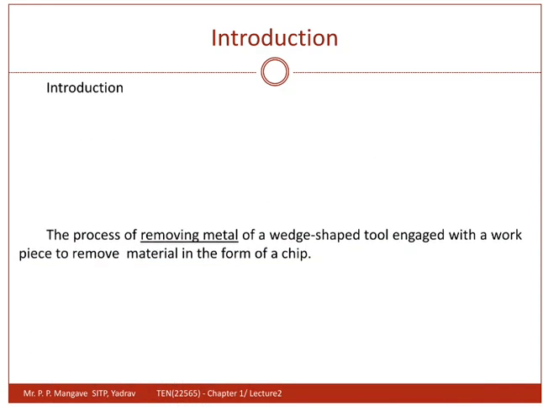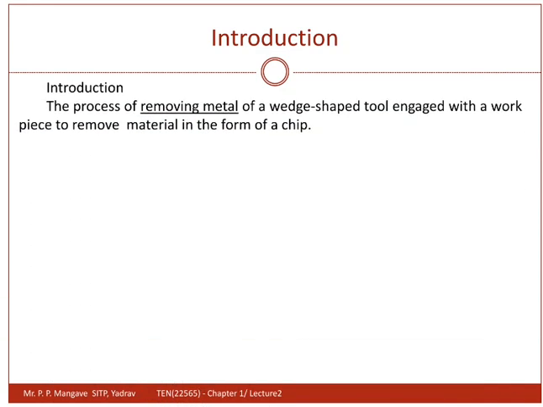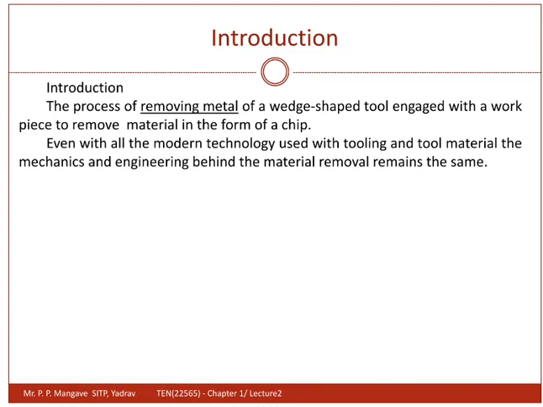Now here, what is a tool? A tool is basically a wedge shaped device that is used to remove material from a workpiece, and the removed material is formed in the state of a chip. Here, in modern tooling you can simply say the material removal rates remain the same as compared to ancient times, because the shear force and the cutting forces required to remove a certain depth of material from the workpiece remain the same.